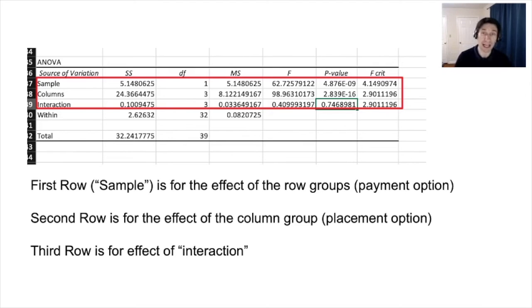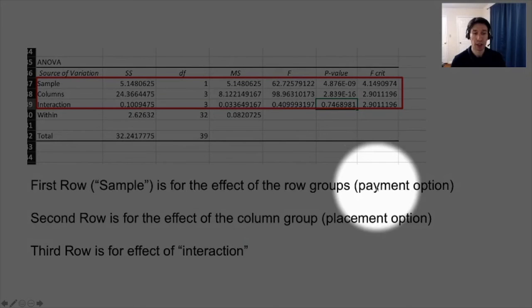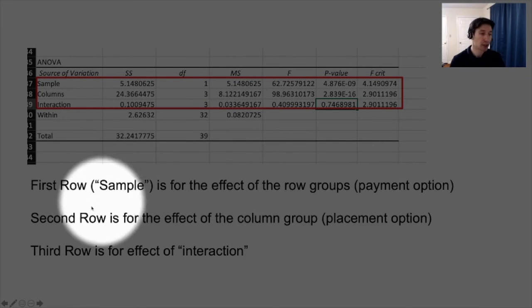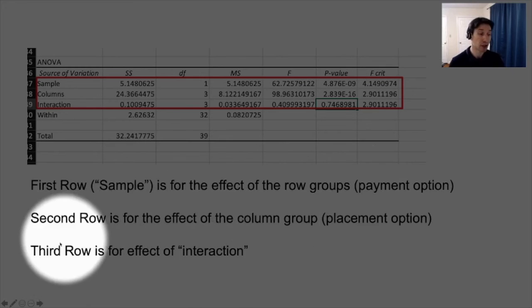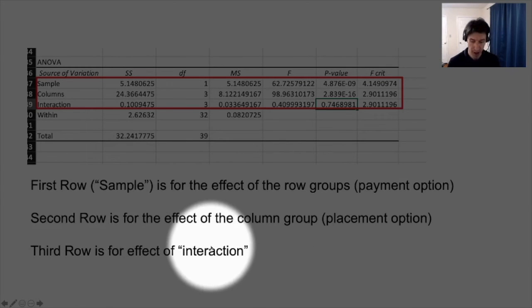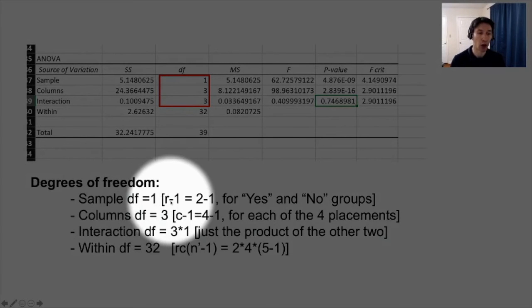So here is a slide that recaps this for you. First row, sample, is the effect of row groups. The second row is the effect of column groups. And the third row is the effect of interaction. This slide reminds you how to compute these degrees of freedom. Sample degrees of freedom are r minus 1. So it's the number of groups in the rows minus 1.